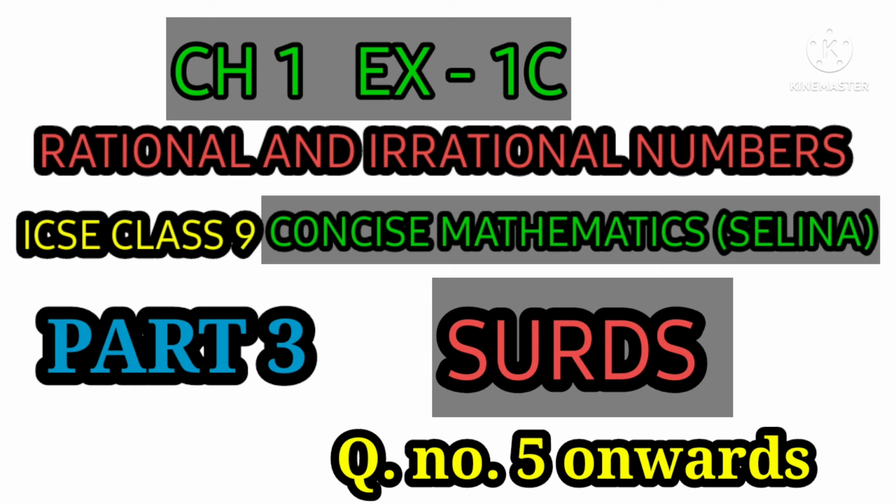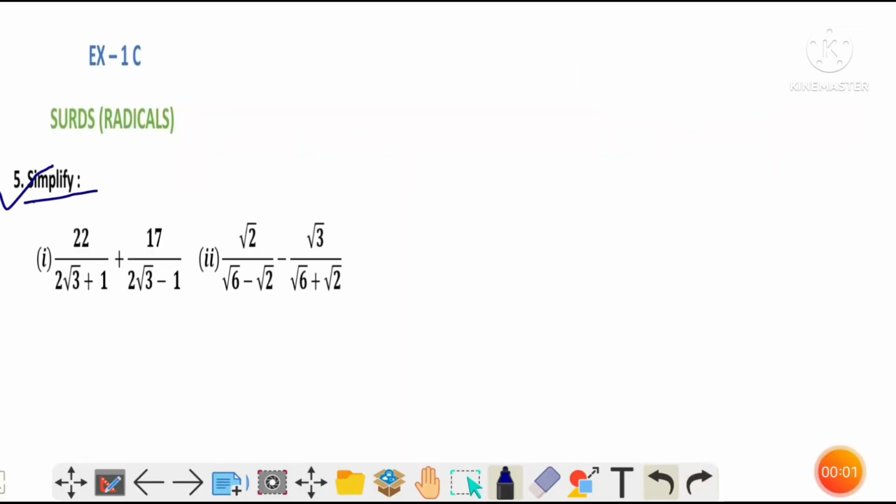This is part 3 of exercise 1C of chapter 1, Rational and Irrational Numbers, of ICSE class 9 from Concise Mathematics Selina, and in this video we are going to solve questions from question number 5 onwards. So question number 5 is simplify. We have to simplify by rationalizing the denominators.